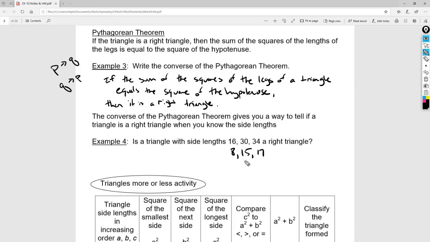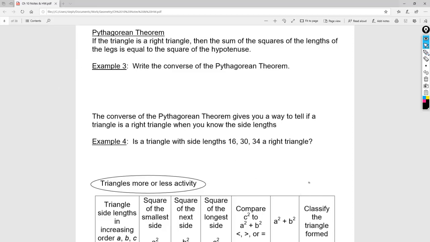8, 15, 17. Okay, so it's just a multiple of 2. So right now I can tell it's a right triangle, but what I want to know is if 16 squared plus 30 squared equals 34 squared, then my triangle will be a right triangle. Alright, so if this is true, then sure. And this will end up being true, so I know that my triangle is a right triangle. Alright, so this is fine.